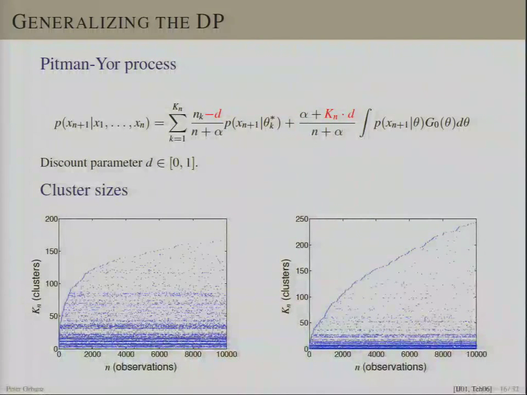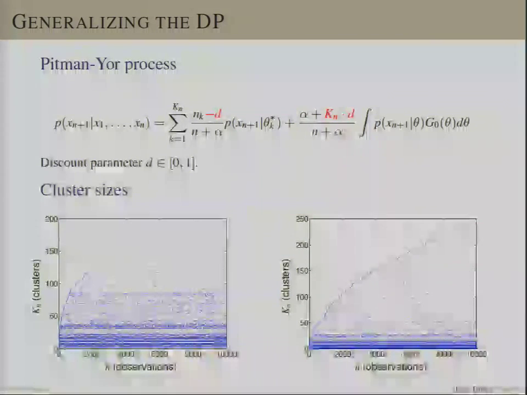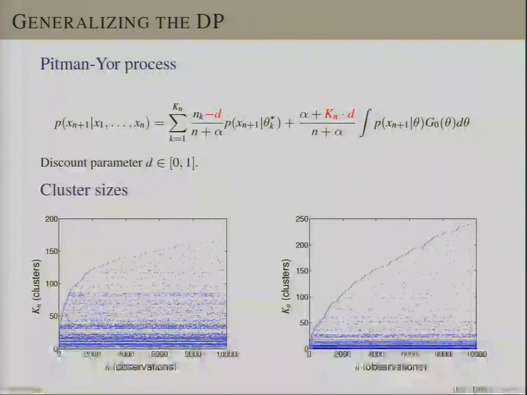And what we see here is again a sample from the Dirichlet process, and then here is a sample from this Pitman-Yor process where d is set to 1/2. You can see that the number of clusters increases even as we see more and more data. The number of clusters increases more strongly.